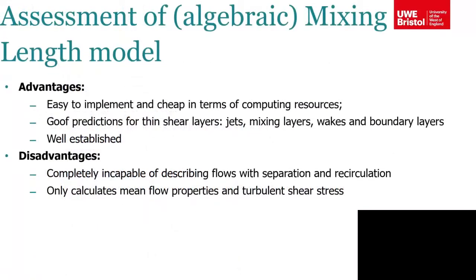Mixing length models: the advantages are that they are easy and cheap, in the sense of less time for calculations. Good enough predictions, not really good. But the disadvantages are that they are completely incapable of describing flows with separation and recirculation. You know what is meant by recirculation, yes? No?